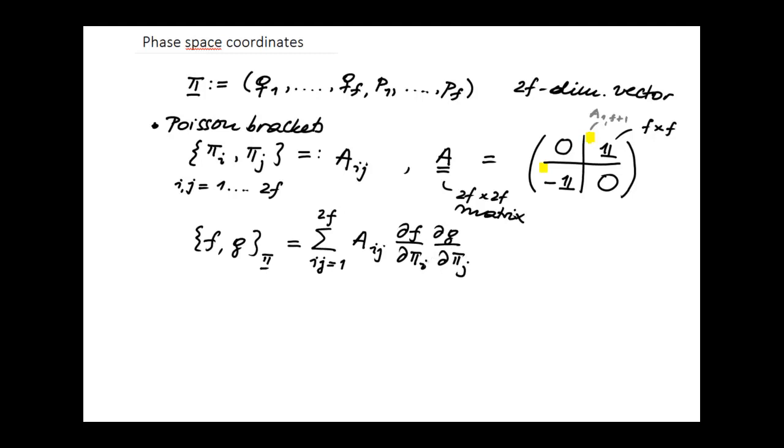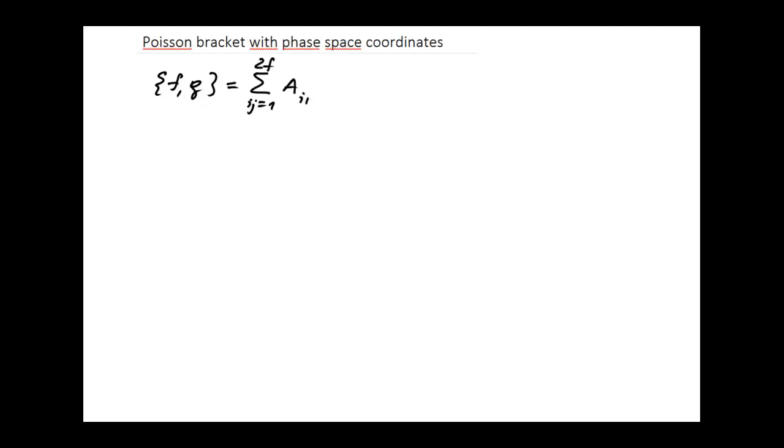Would you like me to show that to you, that this is this form? Yeah, I'm happy to do that, and I'll do that on a separate page. So this is about the Poisson bracket with phase-space coordinates. So this is the claim that the Poisson bracket between f and g is the sum over i, j going from 1 to 2f of a_ij, partial f partial pi_i, partial g partial pi_j.